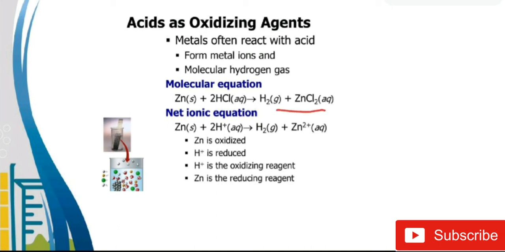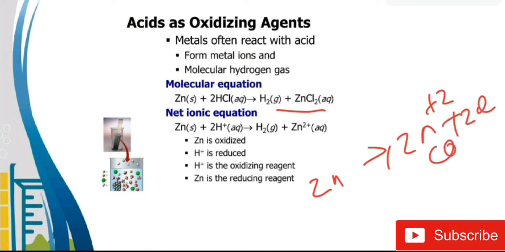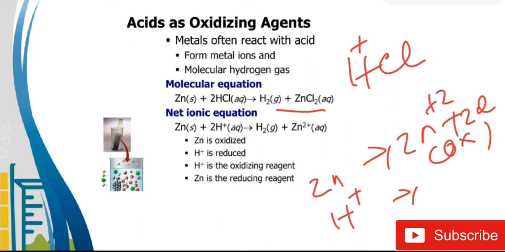Now let us check this reaction. In this reaction, the zinc forms Zn2+. When it forms Zn2+, you can see that there is a loss of electrons. So this process is oxidation. Now you can see the hydrogen is present as the H+ ion, because in HCl the charge on hydrogen is plus and the charge on chloride is minus. So the H+ ion converts to hydrogen gas.